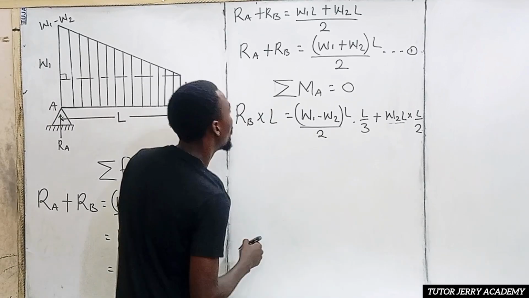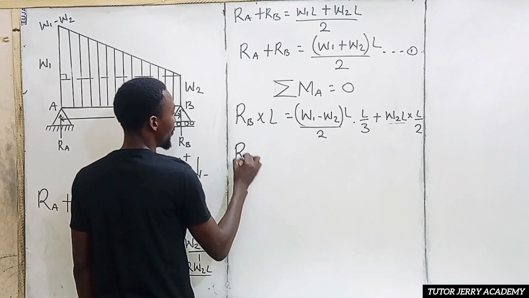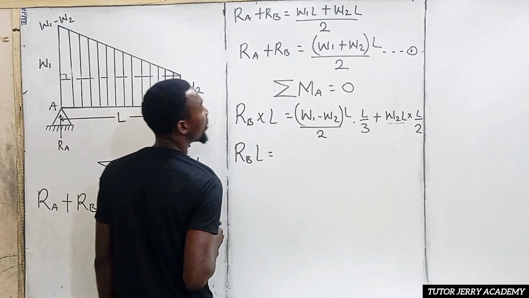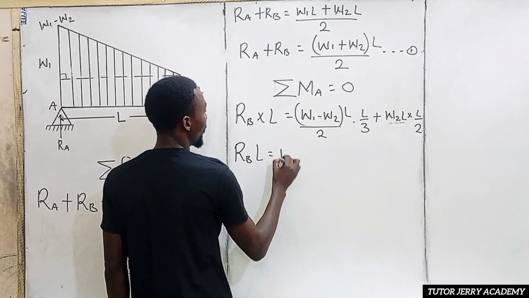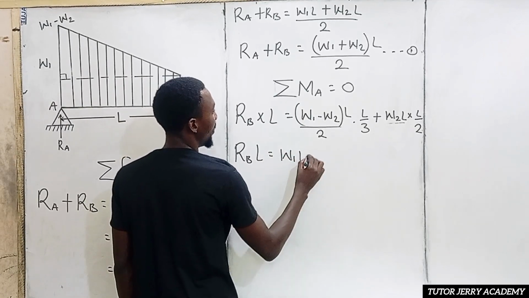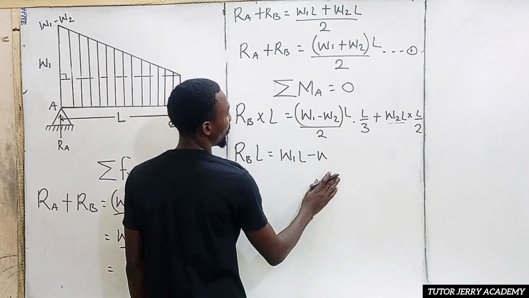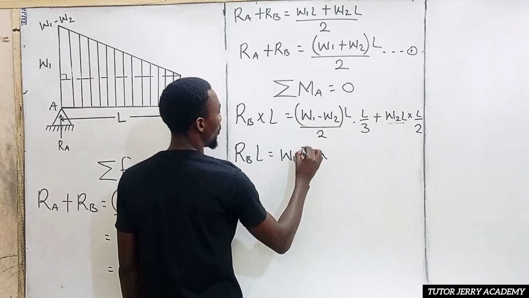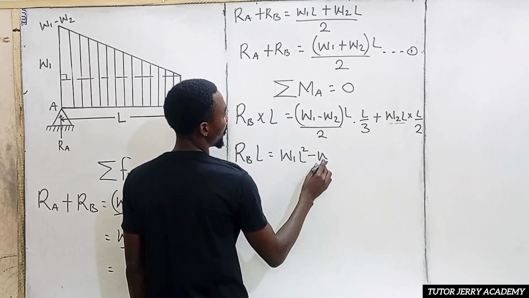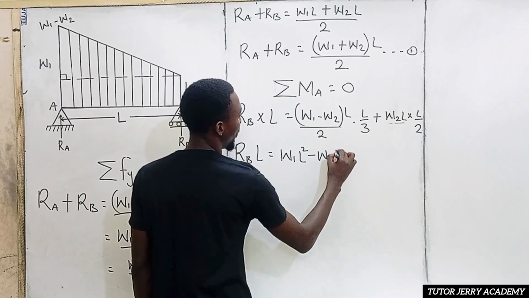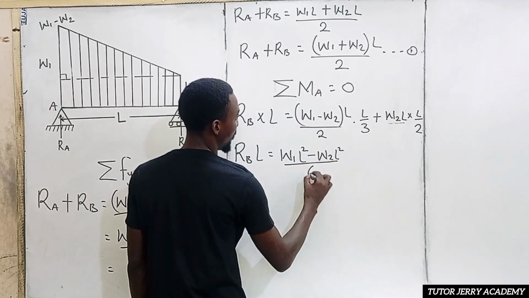All right. So if we continue with this, we are going to have R subscript B L to be equal to, if you open this bracket, you are going to have W1L minus W2L, and L times L is L square. All right. So this is going to be W2L square all over what? 6.